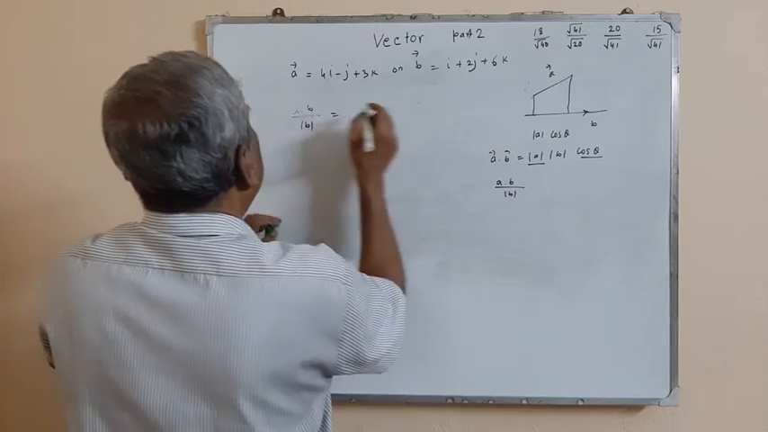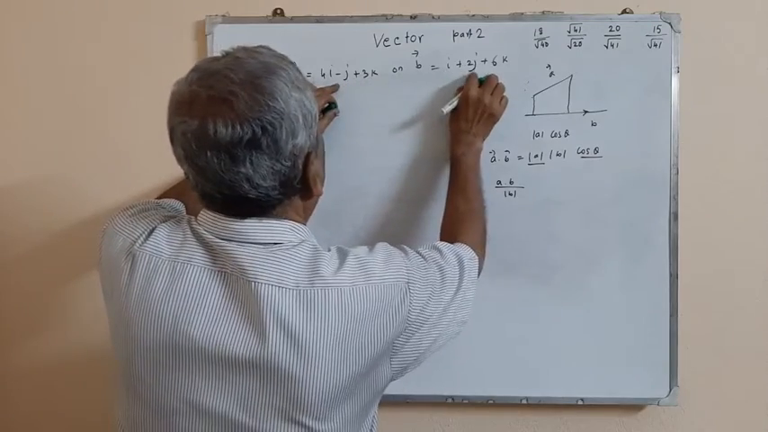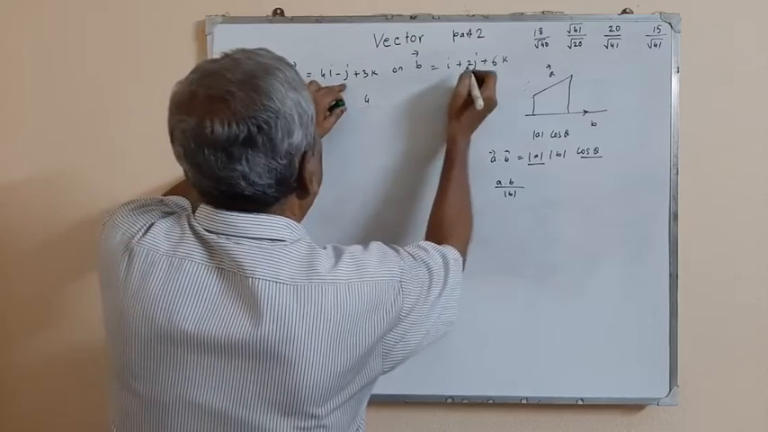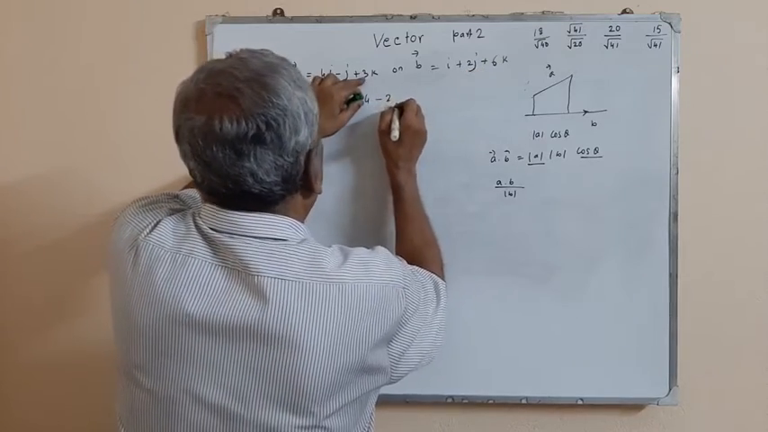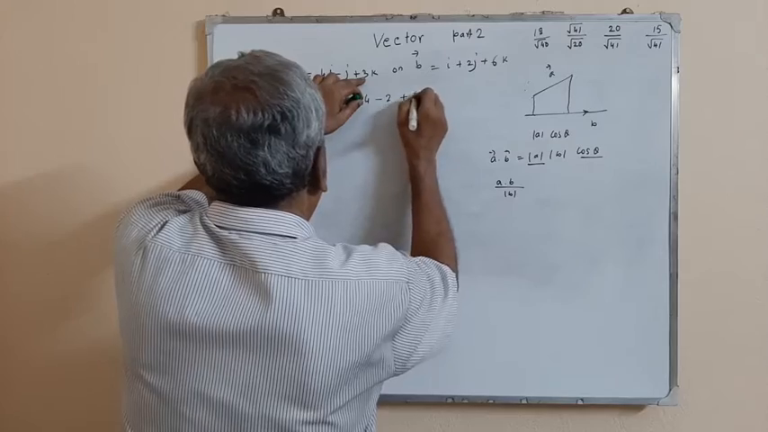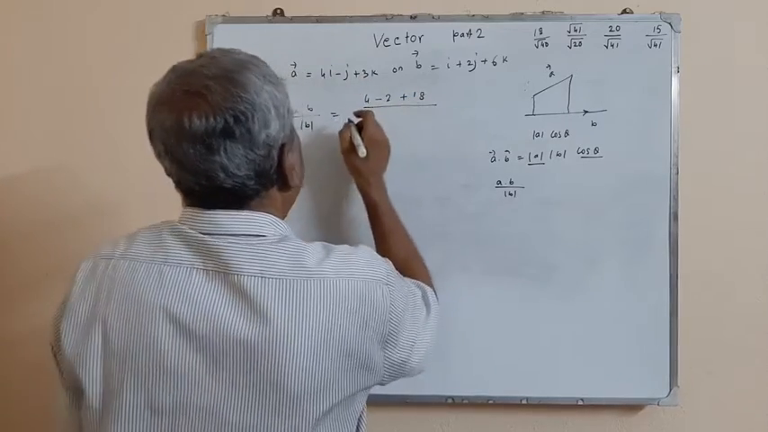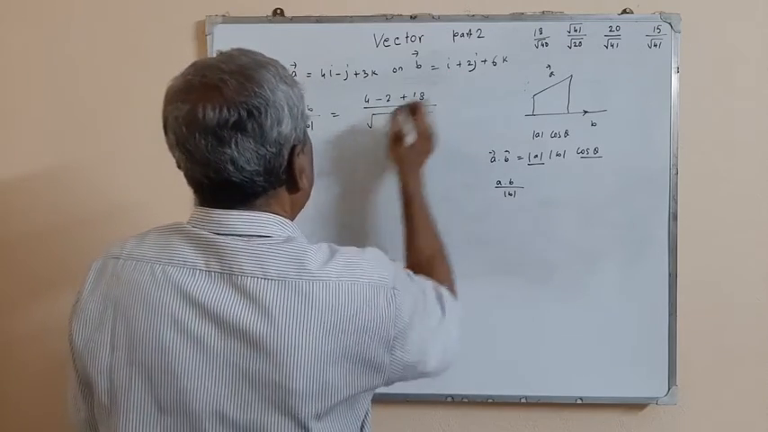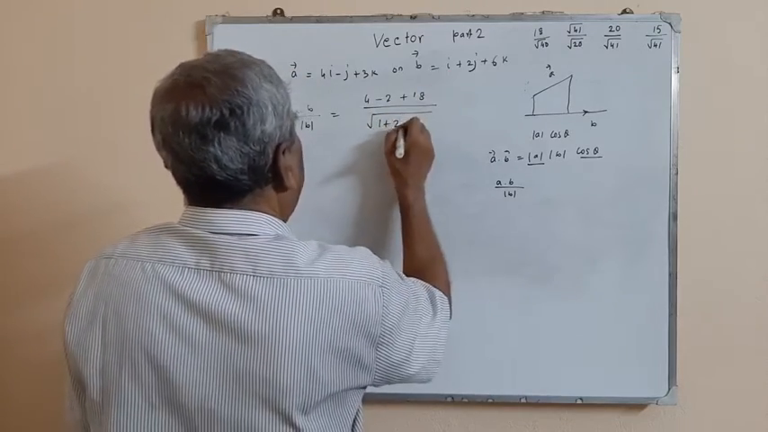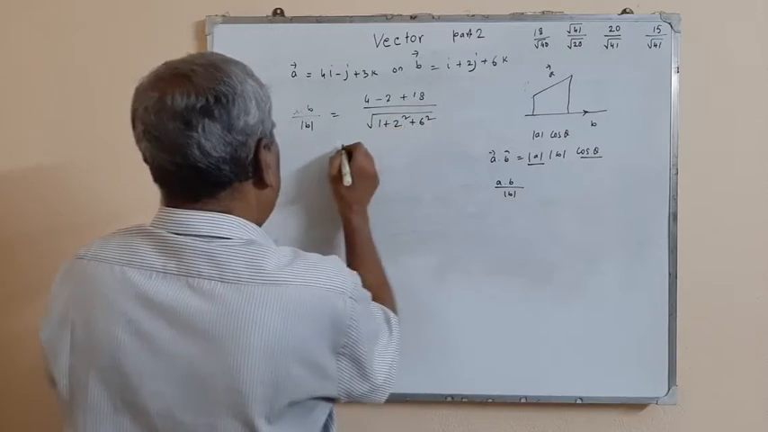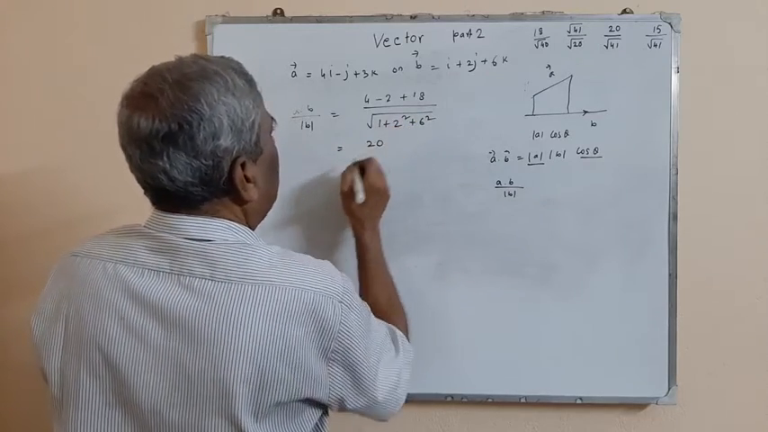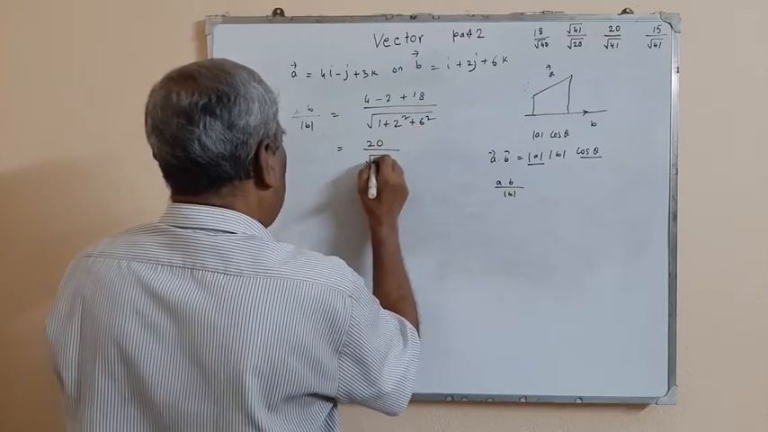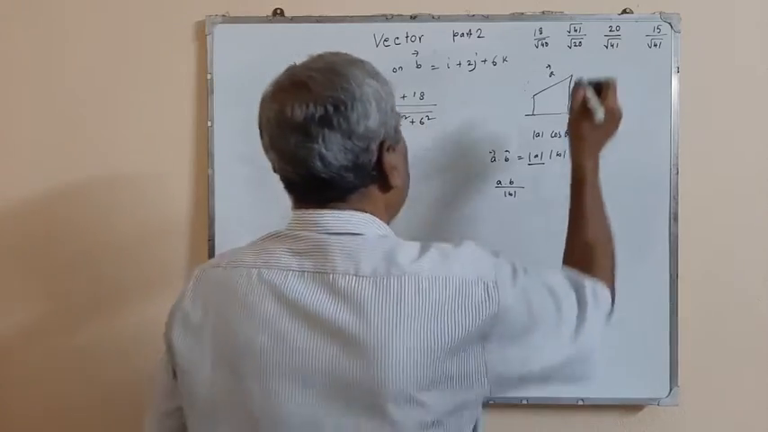Now A dot B is this dot product with that. So 4 into 1, 4, minus 1 into 2, minus 2, plus 3 into 6, 18, divided by magnitude B, that is root over 1 square plus 2 square plus 6 square, which is 1 plus 4 plus 36, 41, root 41. So the answer is 20 by root 41, and this is the correct option.